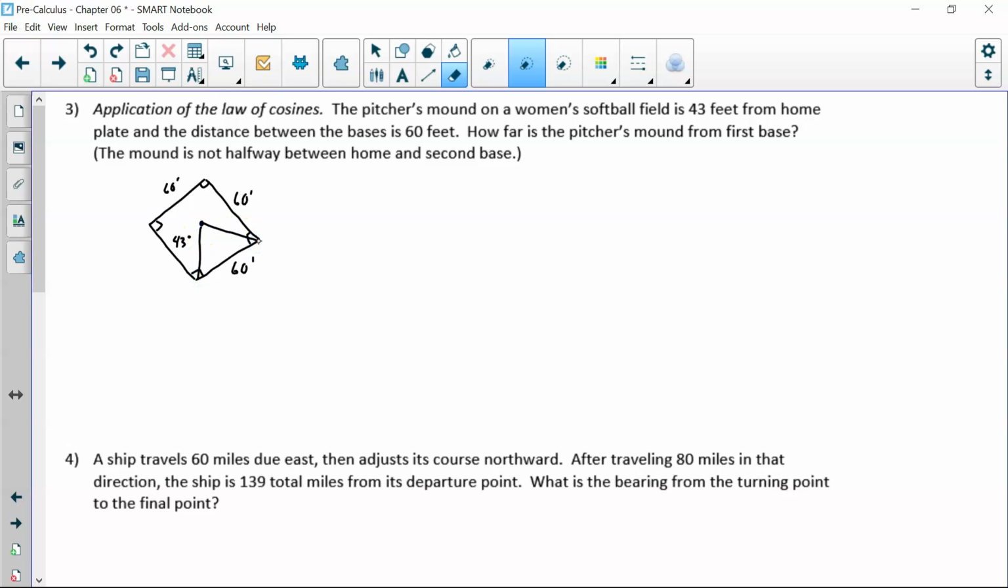The issue is it doesn't create a right triangle since it's not halfway. Now we need to find out how far the pitcher's mound is from first base, and we don't know. Actually, I guess we do know. We are bisecting that, so this is 45 degrees. Excuse me, we do know an angle. So we can use the law of cosines. A squared equals b squared plus c squared minus 2bc cosine of a.